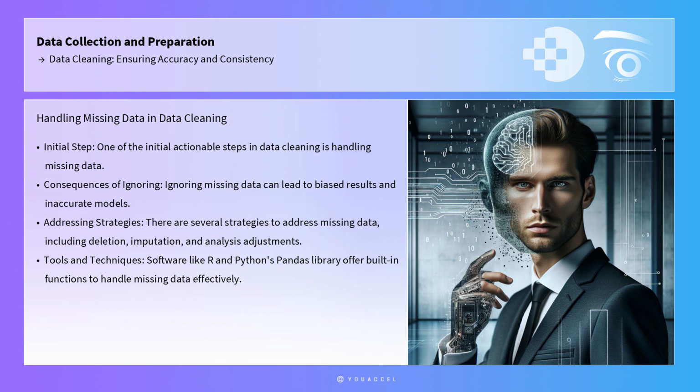Imputation, on the other hand, involves replacing missing values with estimated ones, using methods like mean substitution, regression imputation, or more sophisticated techniques like multiple imputation. Software like R and Python's Pandas library offer built-in functions to handle missing data effectively, allowing users to apply these imputation techniques seamlessly.